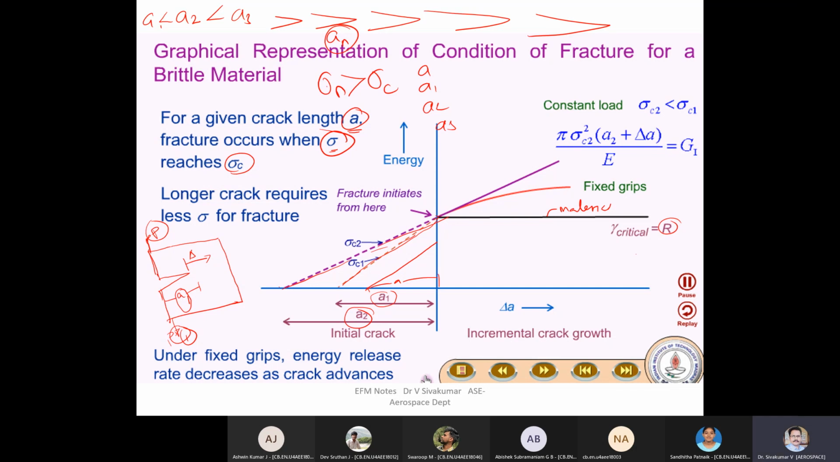Crack will initiate. The same thing I can tell in terms of energy also. For a particular crack length, it will produce an energy. That energy is greater than the material's critical energy. The crack will develop. So I can quote in terms of stress, and I can quote in terms of energy, because slowly I'm introducing stress also.